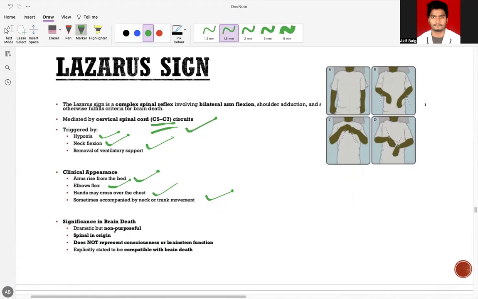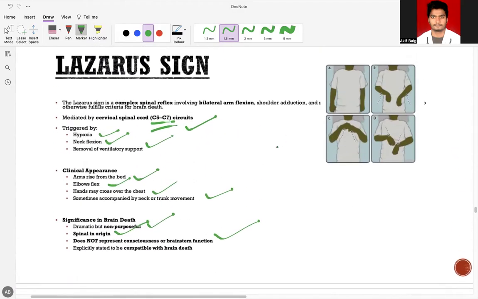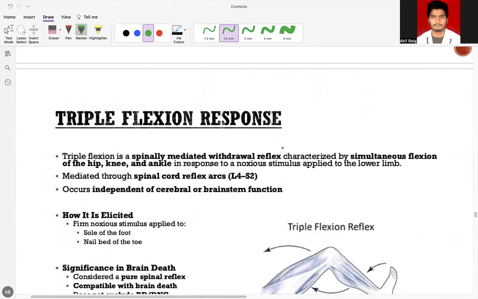So what is its significance? It is dramatic but non-purposeful. It is completely spinal in origin and does not represent that the patient is conscious or that brainstem function is intact. Its presence can still mean that the patient is brain dead, because it is a spinal cord reflex, not a brain reflex.